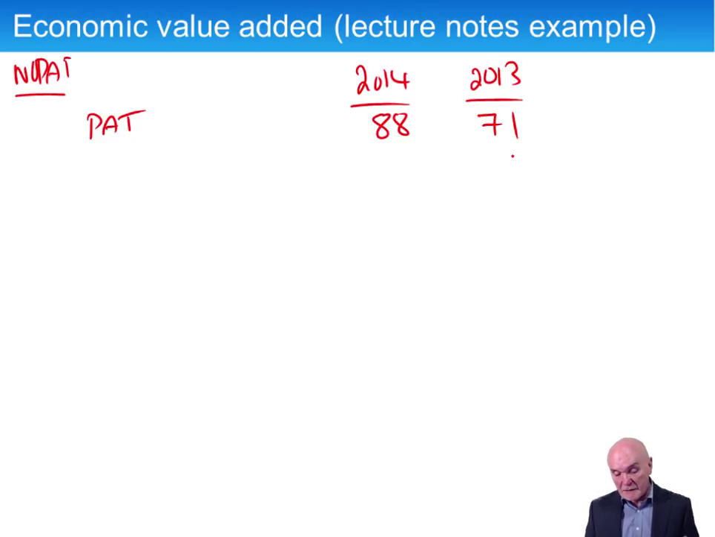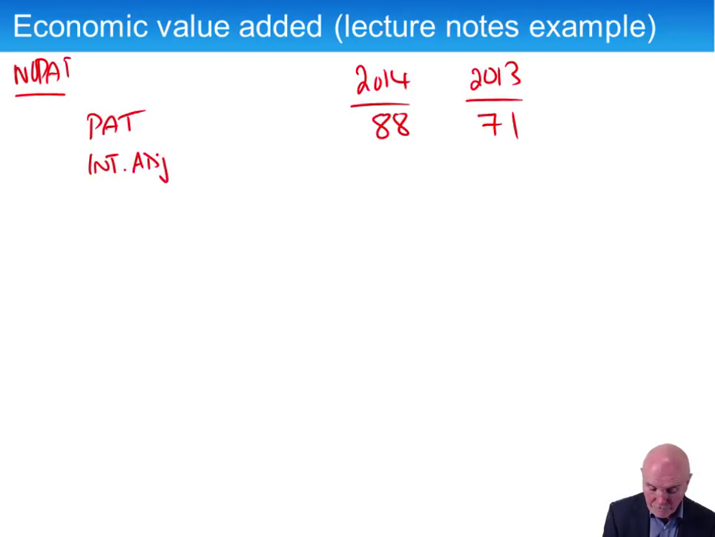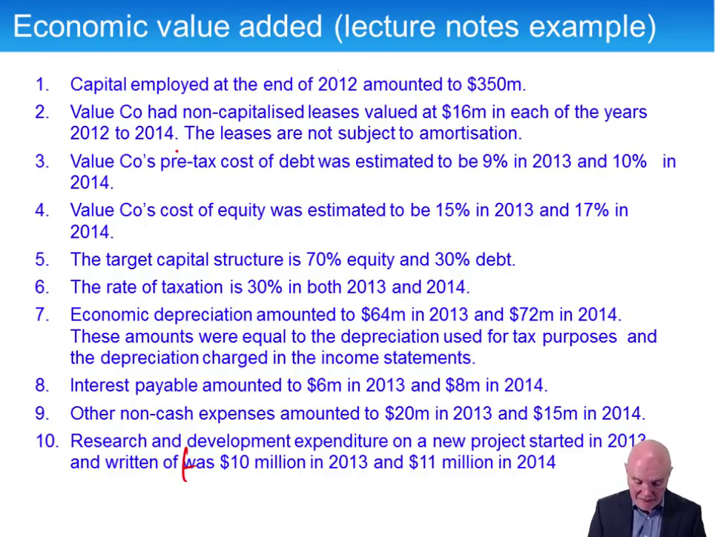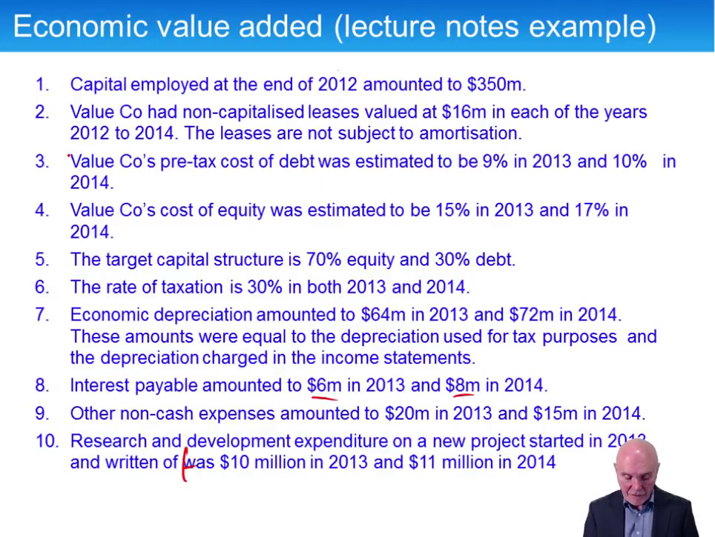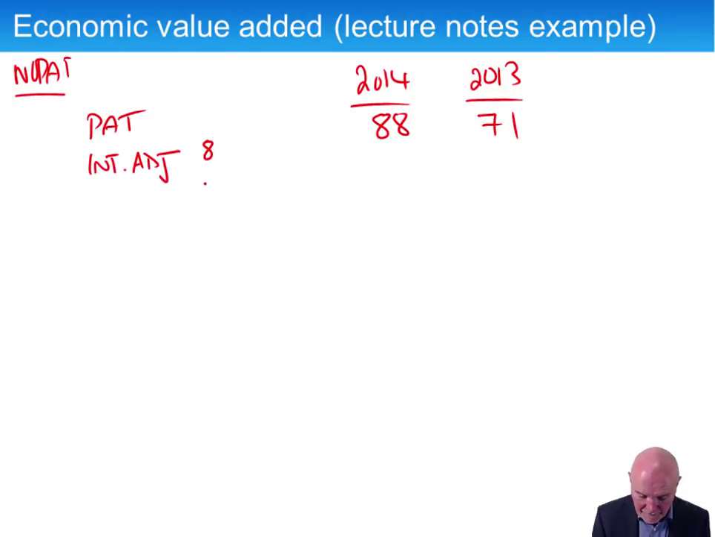Next I'll do, it doesn't really matter what we do next, let's add back the interest effect here. So interest adjustment. And the interest we were told about, where interest payments amounted to 6 million and 8 million in 2014. Because it doesn't say separately what these are, it just gives us pre-tax accounting profit. So this pre-tax accounting profit is going to be after the interest. That's why we're told this in note 8 here. Amounted to 6 million and 8 million. So it'll be 8 million and 6 million.